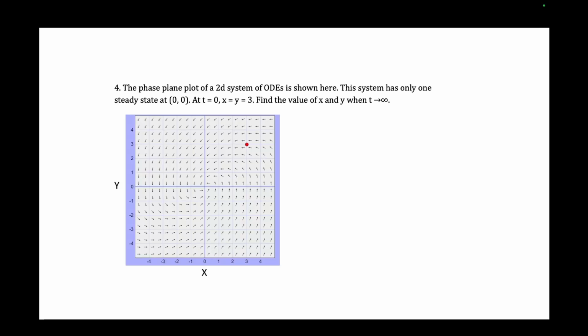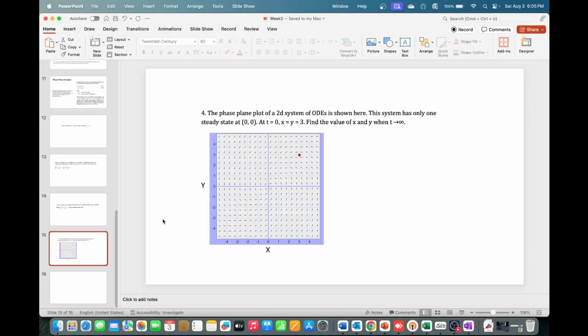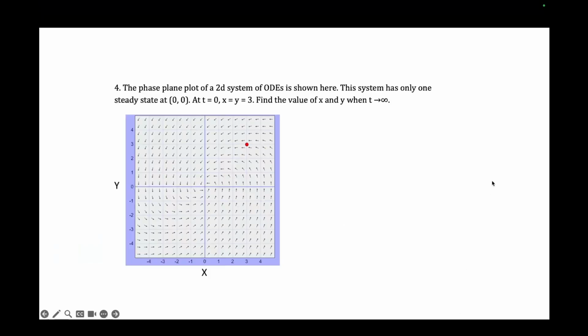So wherever you start, that doesn't matter. If the only stable steady state is at 0, 0, at t equal to infinity the system will come and converge at 0, 0. That's the idea. So here the values of x and y are given to confuse us. It doesn't matter if it starts from 3, 3; it can start from 4, 4 as well. At t equal to infinity, it will converge at 0.